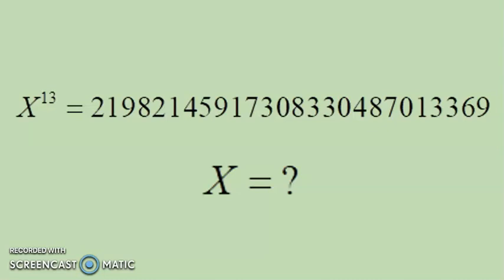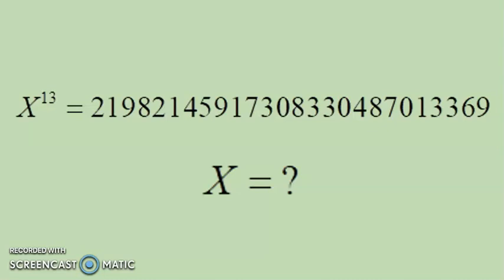In the last video for today I decided to solve one more competition question. Let's read the problem. If x to the power 13 is equal to a given number, which is a large one, find x. This is an interesting question, but quite hard. It looks too simple, but it is not, believe me.